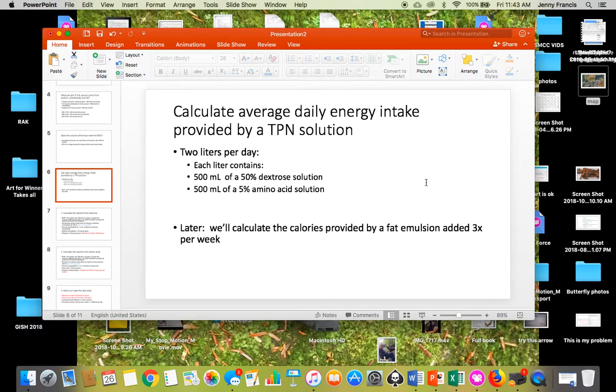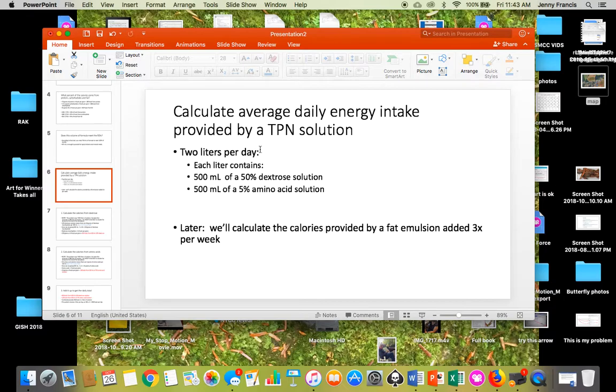Okay, so for that question, it said, this patient gets 2 liters per day of a TPN solution, and each liter contains 500 milliliters of a 50% dextrose solution and 500 milliliters of a 5% amino acid solution. Please note, 500 plus 500, that's 1,000 milliliters, that's 1 liter. But they get 2 liters of this per day.